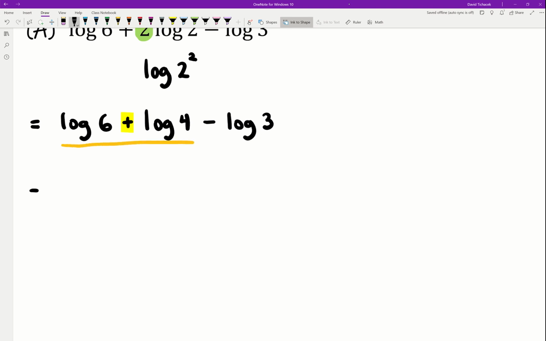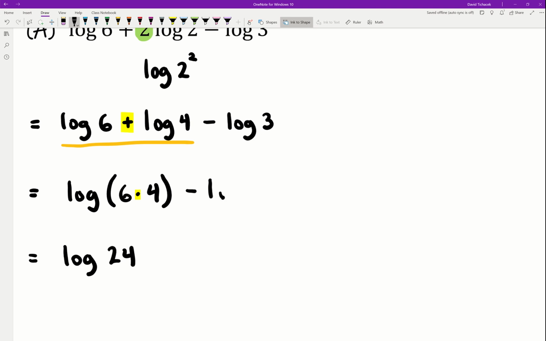And so we know that if it's a plus on the outside, that means it's going to be a multiplication on the inside. And so we're going to condense this down to log of 6 times 4, and we know what 6 times 4 is. That is simply just 24. So that's going to be the log of 24 minus the log of 3.